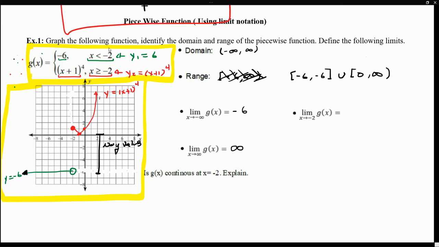Because again, for the result of those limits, you should look at the y values as x is having a very specific behavior.